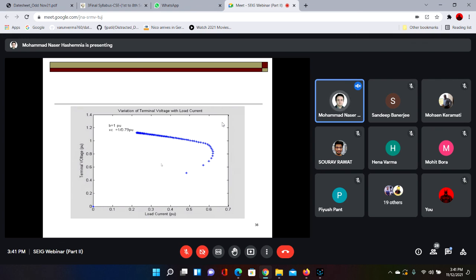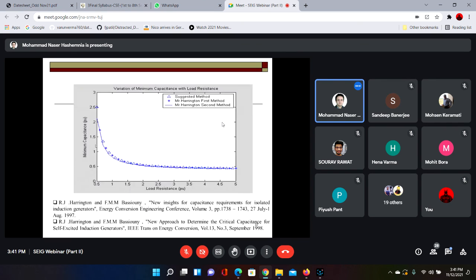And finally, this is a simulation of the capacitance requirement with load resistance using three methods. One of them is mine and two are by Dr. Harrington, who is an active researcher on capacitance requirements. And these are his papers: New Insights for Capacitance Requirements for Isolated Induction Generators, and New Approach to Determine the Critical Capacitance for Self-Excited Induction Generators.